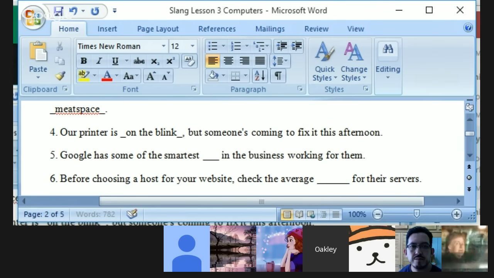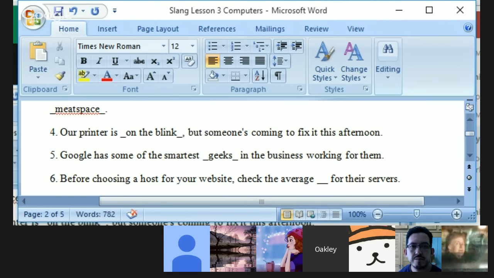Masa, how about number 5? Google had some of the smartest geeks in the business working for them. I suppose that's true. Okay, yeah, that's it. And number 6, Ken?